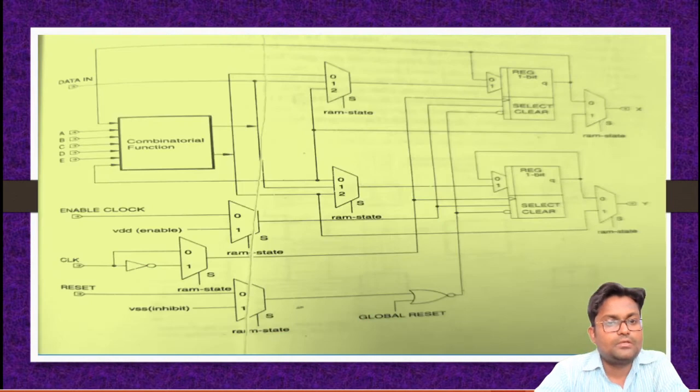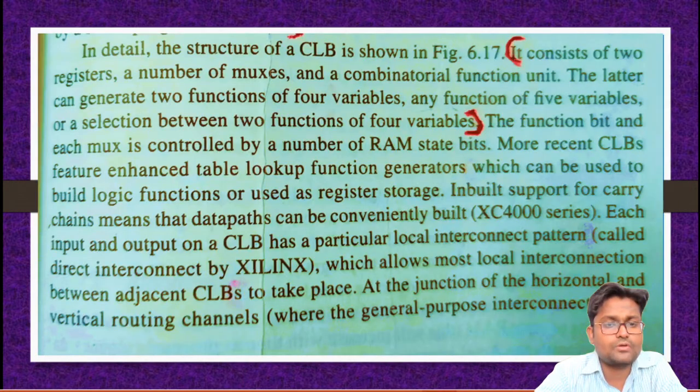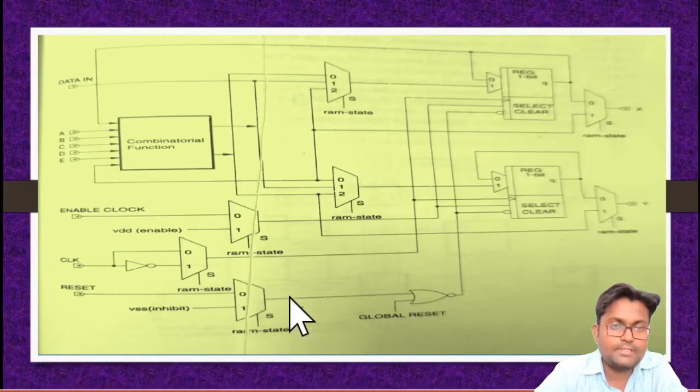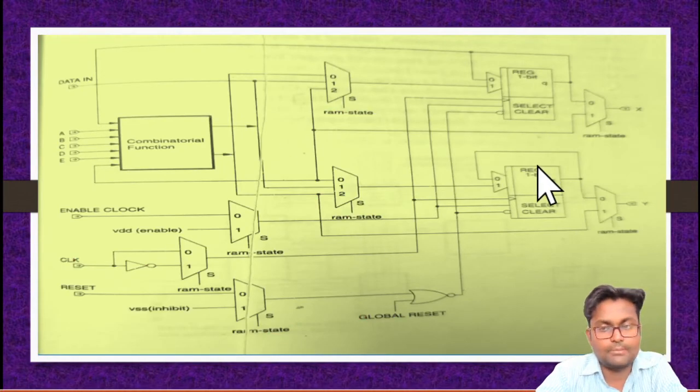Now this diagram is the inner portion of the configurable logic block. If this diagram is blurred, you can refer to Neil Weste for this diagram. This one is the inner portion of your configurable logic block, and this one is the outer portion. The square blocks are the configurable logic blocks, and this diagram is the inner portion of a configurable logic block.